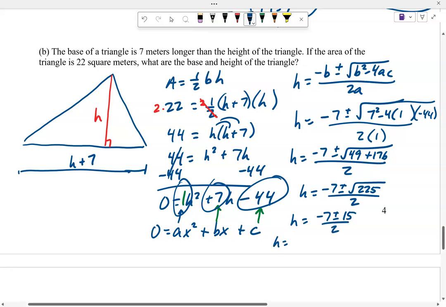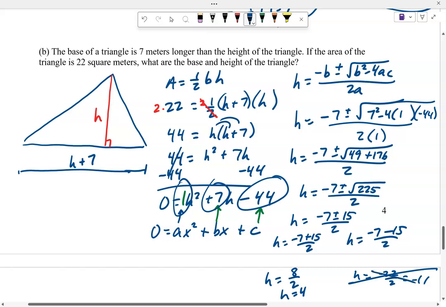So I have two answers. I got negative 7 plus 15 over 2, and I got negative 7 minus 15 over 2. Well, negative 7 plus 15, that would be 8 over 2, which is 4. Over here, negative 7 minus 15, that would be a negative 22 over 2. I can't have a negative 11. I can't have a negative side length, right? So I'm going to throw that answer out. So it's just the 4.